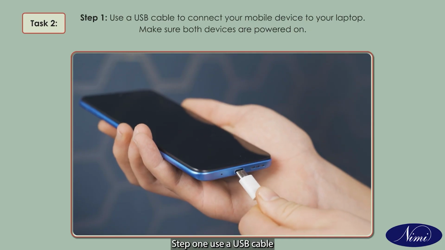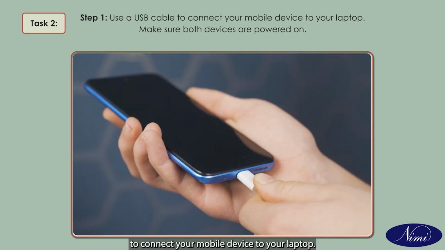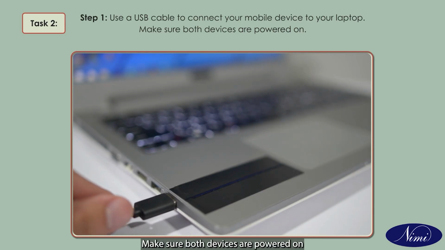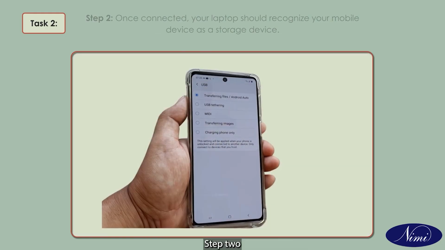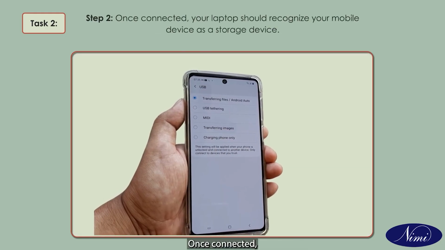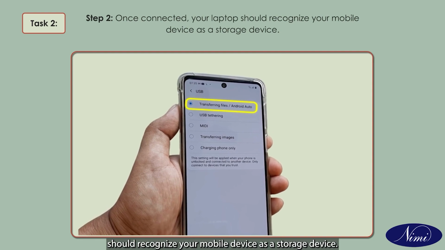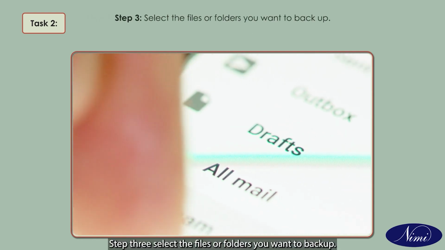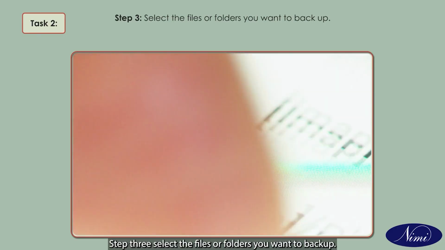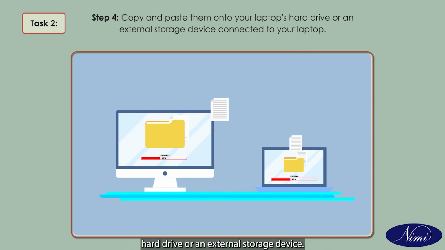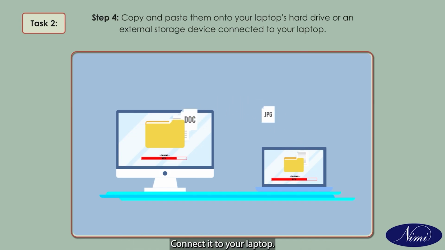Step 1. Use a USB cable to connect your mobile device to your laptop. Make sure both devices are powered on. Step 2. Once connected, your laptop should recognize your mobile device as a storage device. Step 3. Select the files or folders you want to backup. Step 4. Copy and paste them onto your laptop's hard drive or an external storage device connected to your laptop.